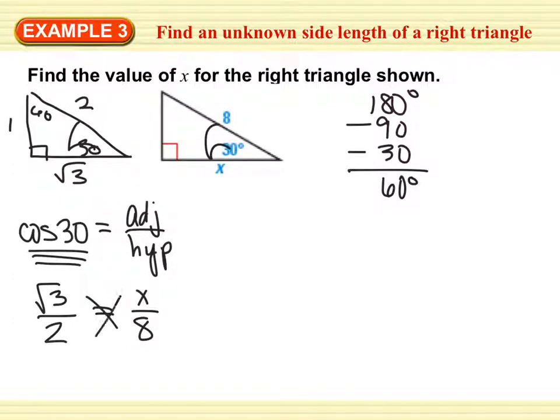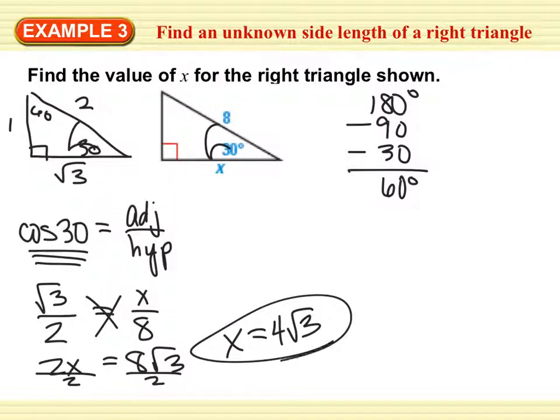I can cross multiply. I get 8 root 3 equals 2x. Divide both sides by 2. I have x equals 4 root 3. Pretty cool. So the length of side x is 4 root 3. I can crunch that in my calculator, but 4√3 is actually more accurate.